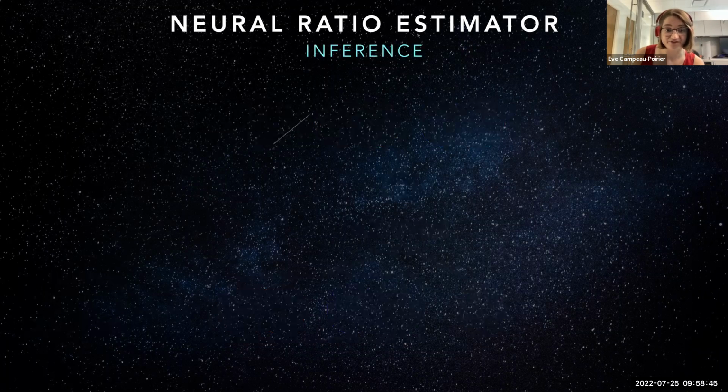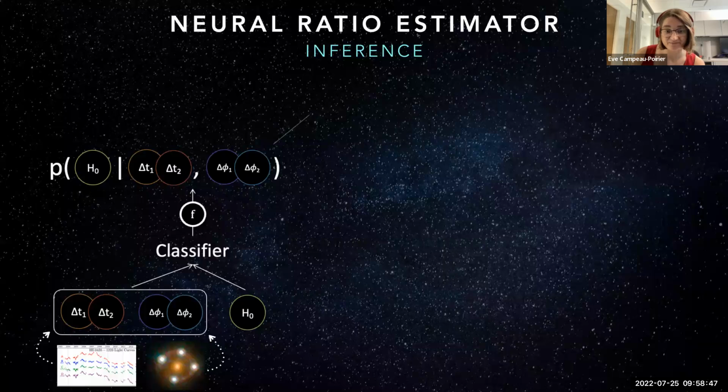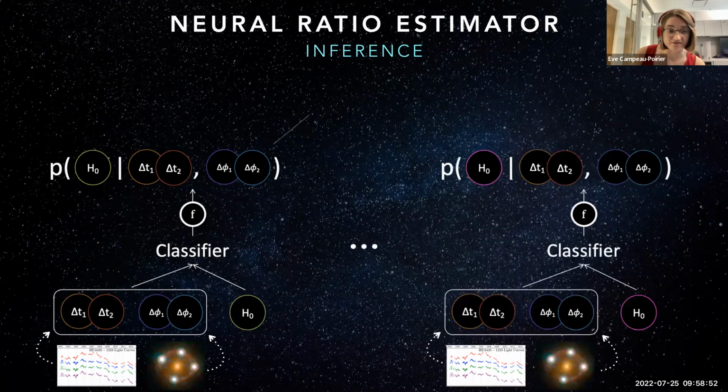At inference time, we do the same thing, but we extract the inputs from the real data. And we evaluate the probabilities on a grid of H0 values. Then we can plot the output probabilities against H0 values to estimate the posterior distribution.